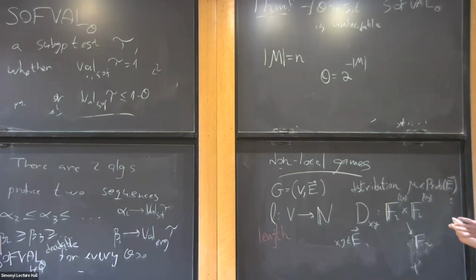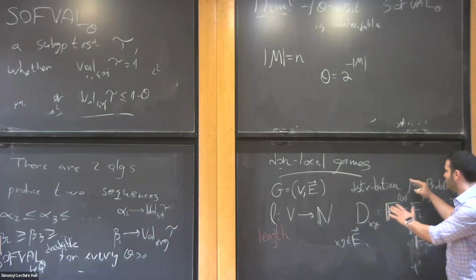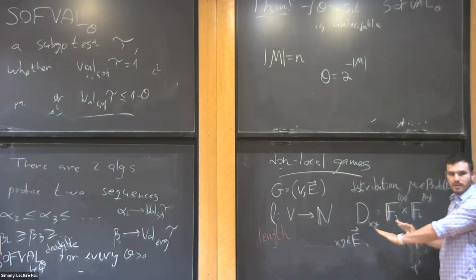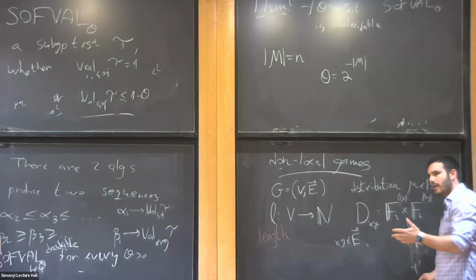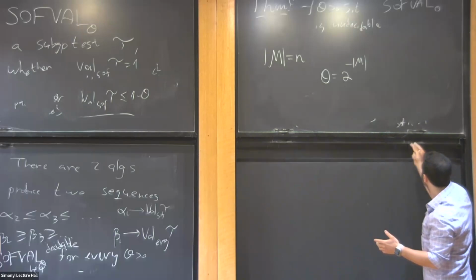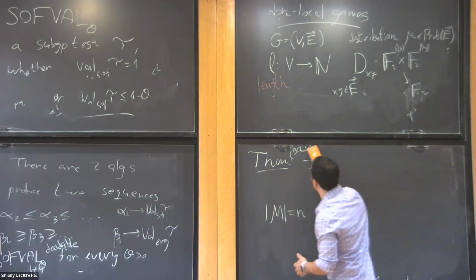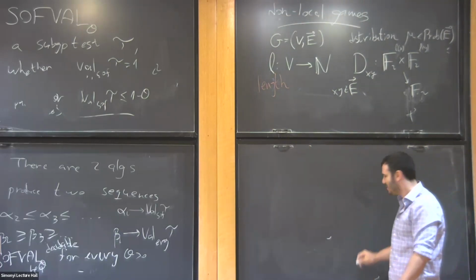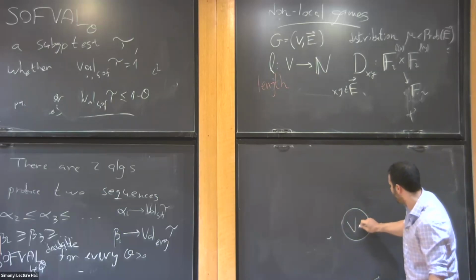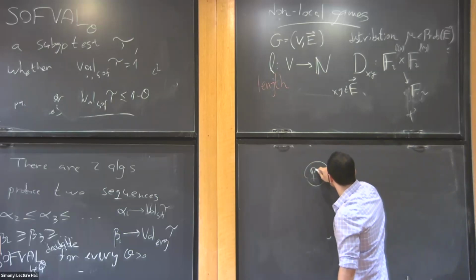So I claim this is a non-local game. Those of you who don't know what a non-local game is, that's a bunch of data. Again, if the distribution is rational, this can be described as a bit string, that's important for us. But why is it a non-local game in the regular sense? Let me show you. So again, Irit, I'm sorry, but this is the standard dramatization. I have a verifier here, and I have two provers.